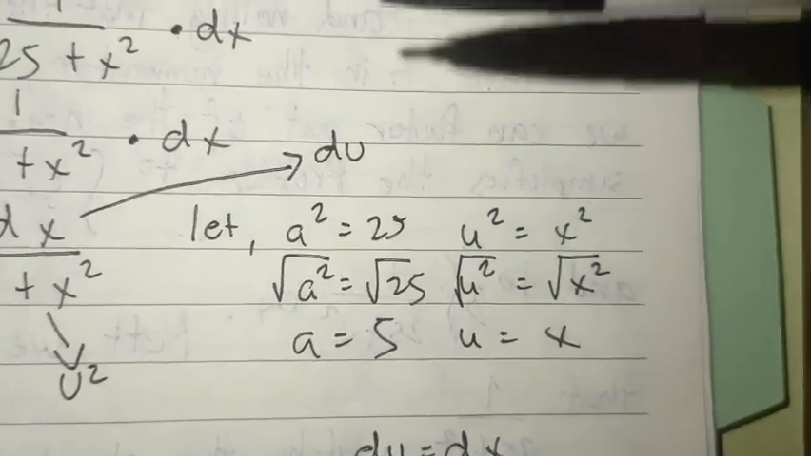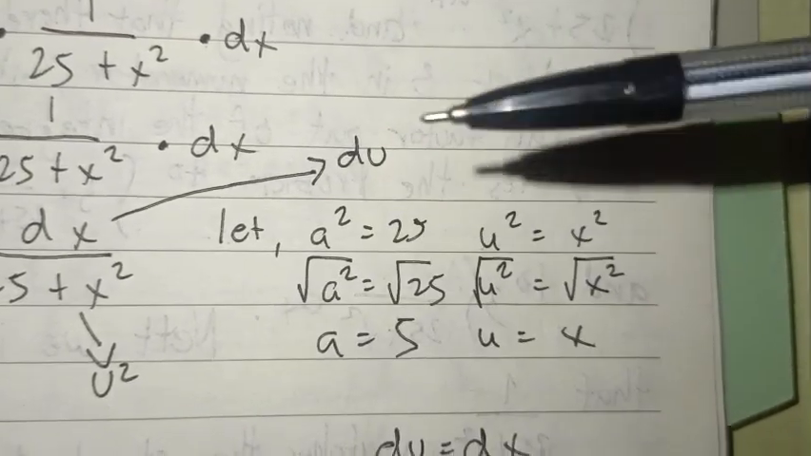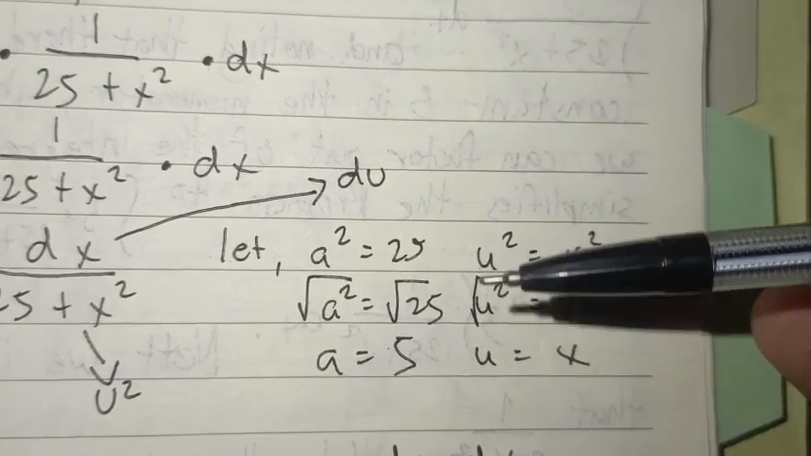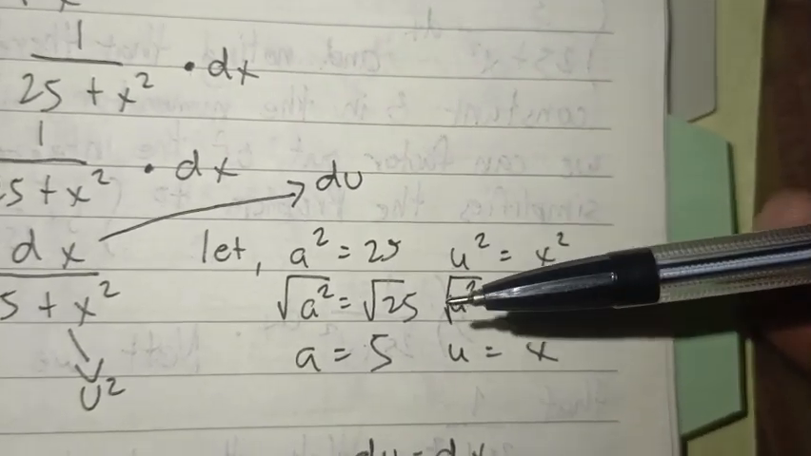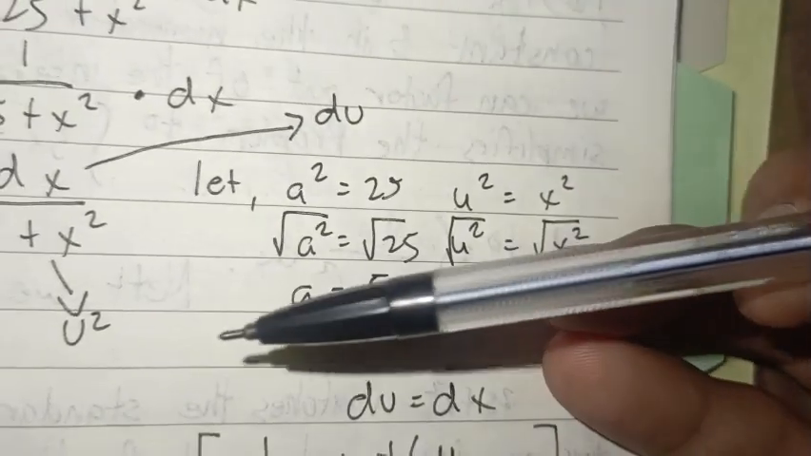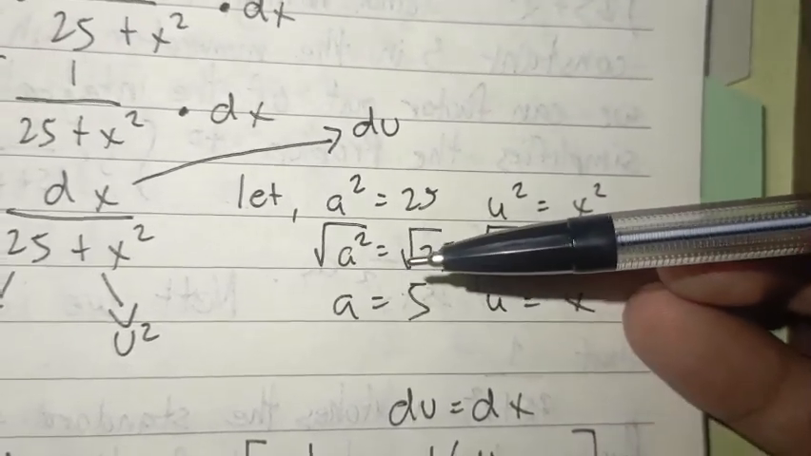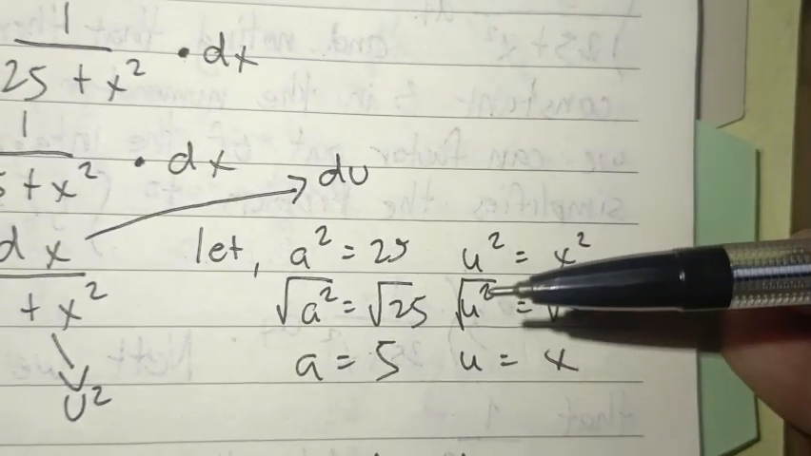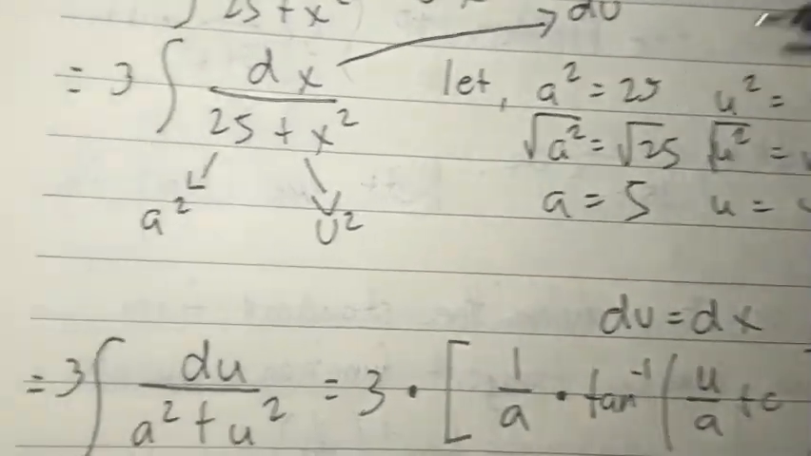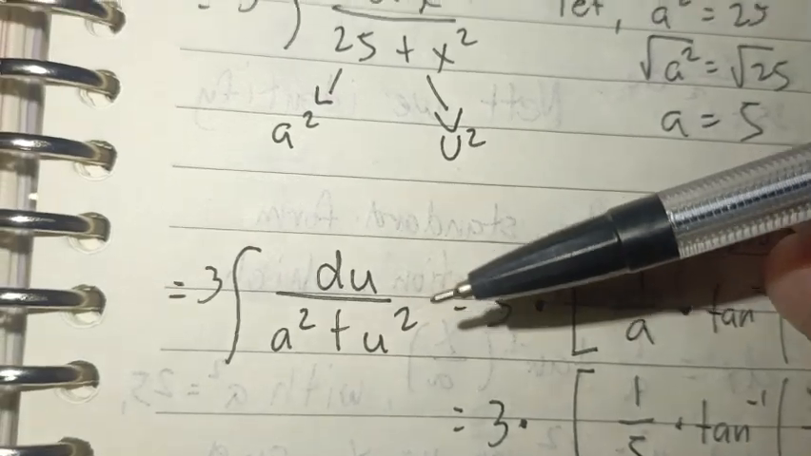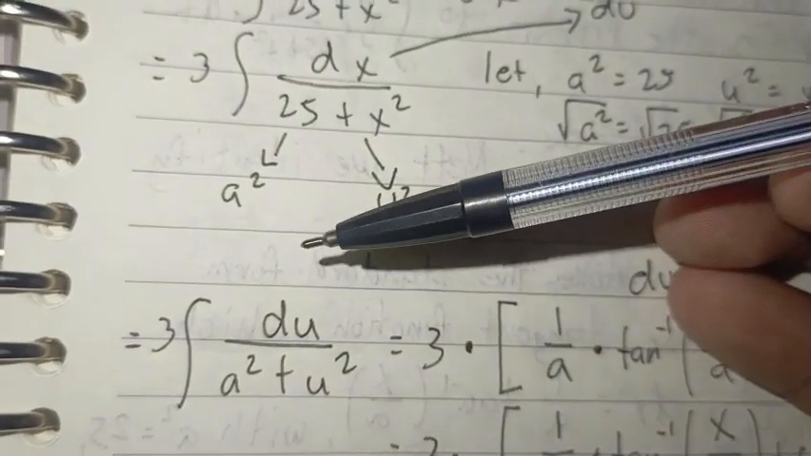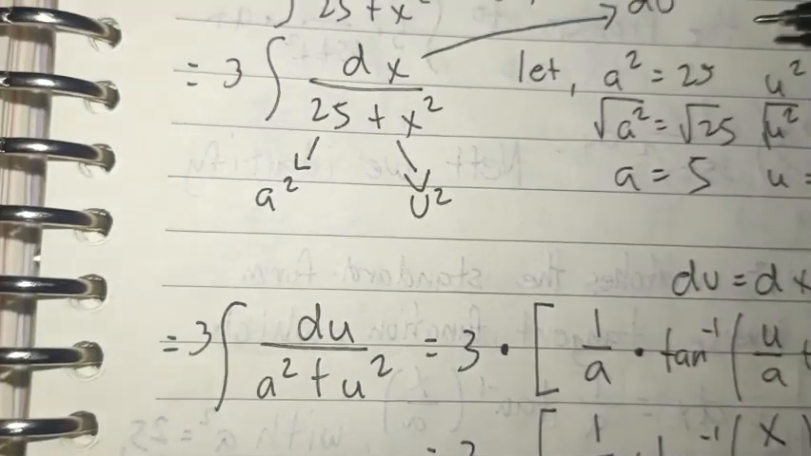So again, to simplify this, we're going to take the square root of the terms that we needed. So the square root of a squared is equal to the square root of 25, and the square root of u squared is equal to the square root of x squared. So the square root of a squared is a, and the square root of 25 is 5. The square root of u squared is u, and the square root of x squared is x. So du is dx.